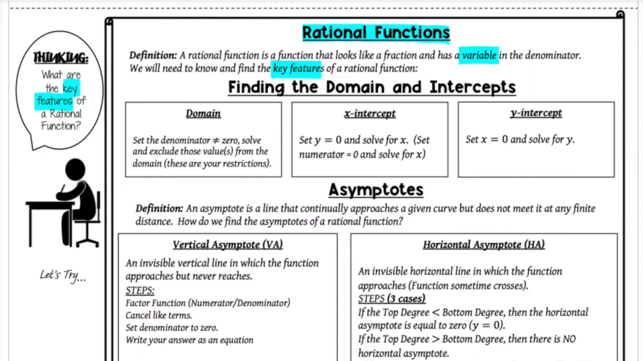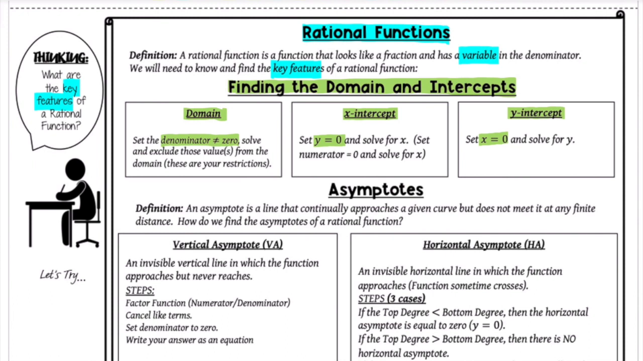We did do some of them before, finding the domain and the intercepts. So with a rational function, these two pieces of information are very important. The domain is found by setting the denominator not equal to 0, solve and exclude those values from the domain, and these are our restrictions. The x-intercept, we will set y equal to 0 and solve for x, which normally means that we're going to be setting the numerator equal to 0 and solving for x. To find the y-intercept, we are setting x equal to 0 and solving for y.